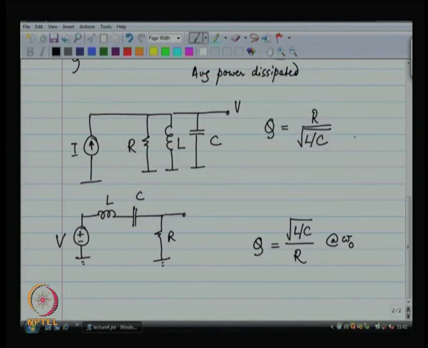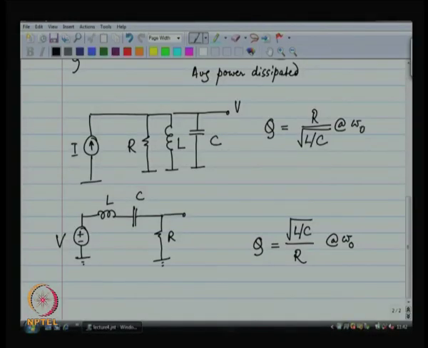So, I am sorry, for the parallel RLC network, R is in the numerator. As the resistance increases, when the resistance is infinitely large, you have infinitely large quality factor. And for the series RLC network, the resistance is in the denominator. When the resistance is 0, the design is lossless. In that case, the quality factor is infinitely large. So, this is our result from the previous lecture, and this is as far as we did.